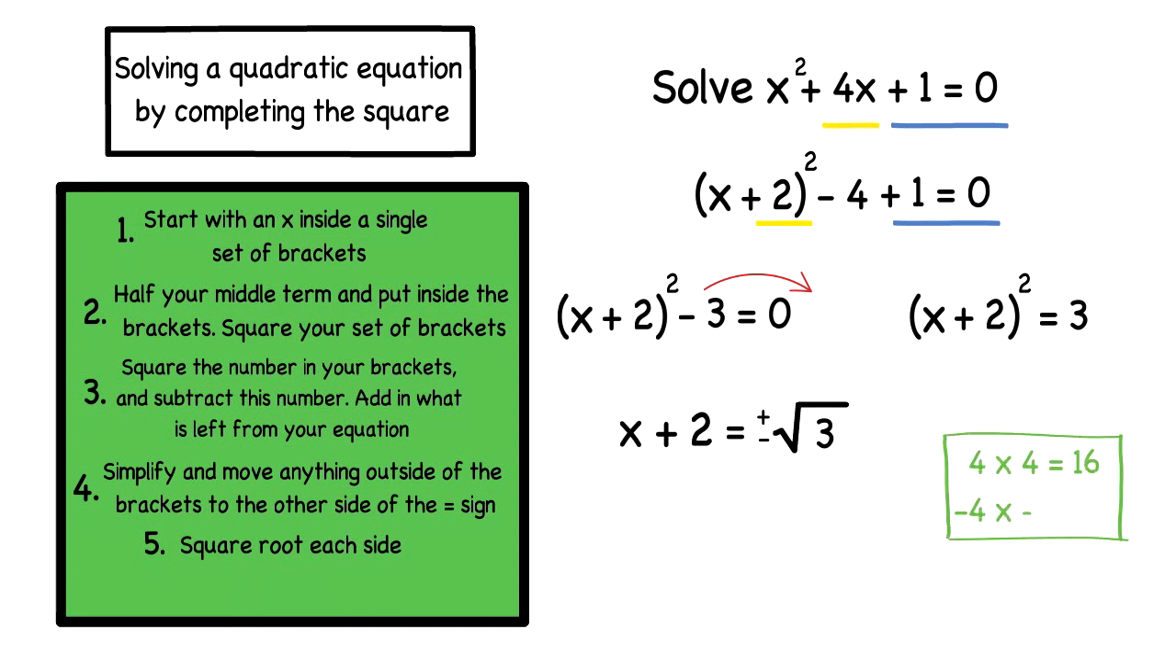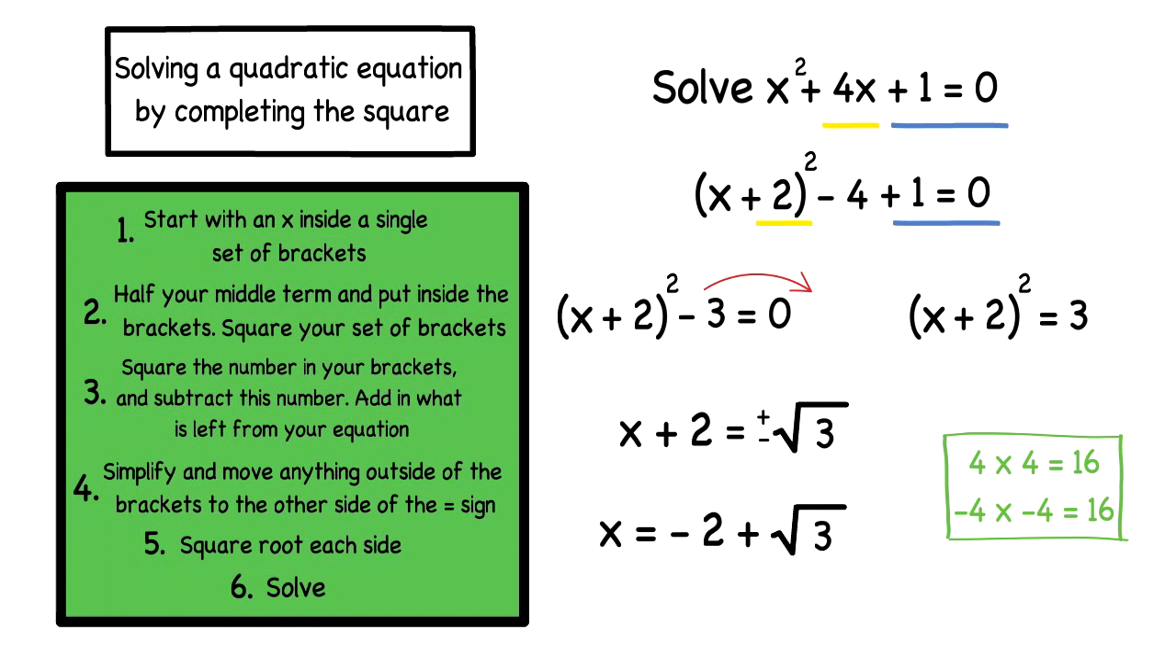If we take 16 for example, a 4 times a 4 would make 16. But a -4 times a -4 would also make 16, because a negative times a negative makes a positive. That means that when we're square rooting that 3, we don't know whether it's a negative or a positive, so we're going to have 2 options.